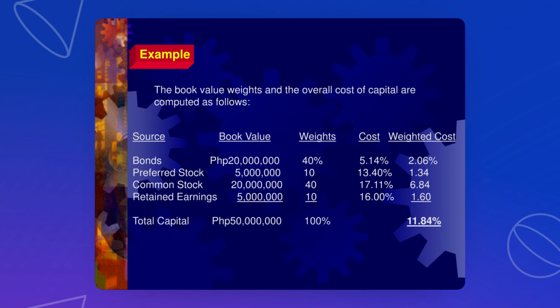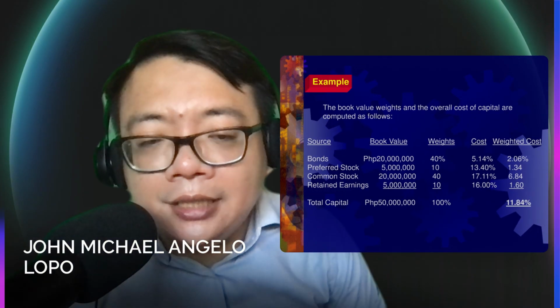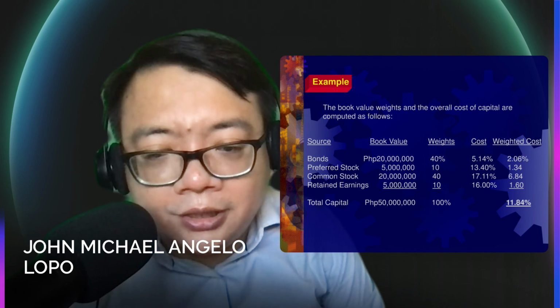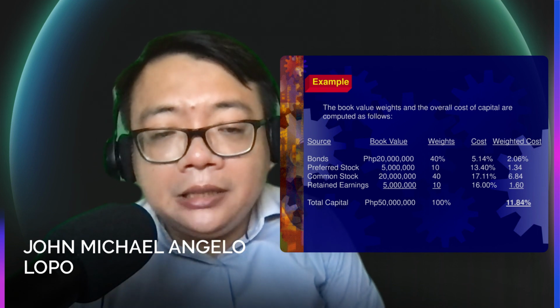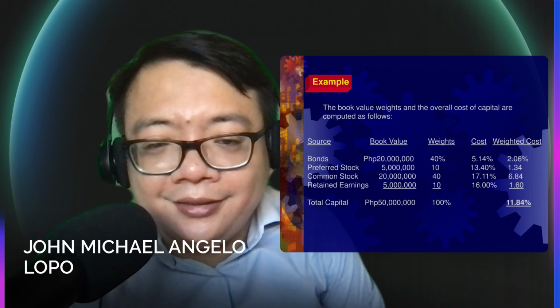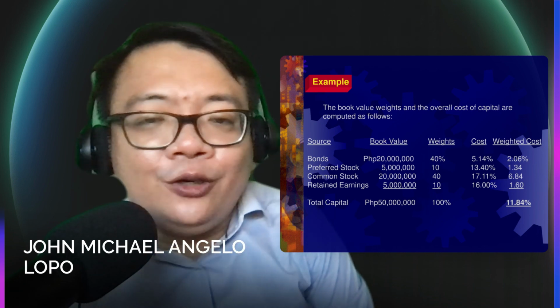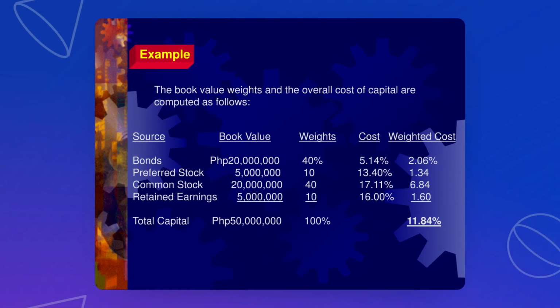How much would be your weighted average cost of capital? Just add them up. And the answer here is 11.84%. So, your cost of capital is almost 12%. Again, hopefully you understood this, class. Hopefully, you understand this lesson about cost of capital.